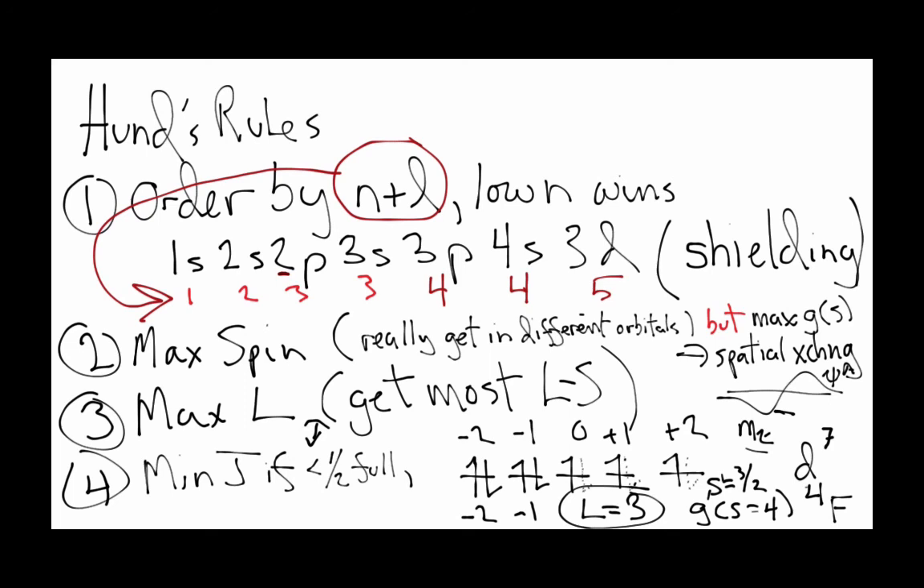So the rule is that your minimum J if you're less than half full, and your maximum J if you're more than half full, is going to be the lowest energy case. And you can easily prove to yourself that if you're exactly half full, there's only one J value anyway, so the rule doesn't need to be specified in that case.